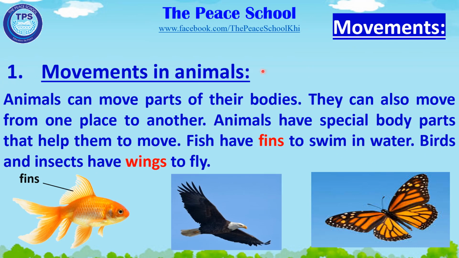Movements in animals. Animals can move parts of their bodies. They can also move from one place to another. Animals have special body parts that help them to move. Fish have fins to swim in water. Birds and insects have wings to fly. These are the fins of fish, and birds have wings. Butterflies have wings.